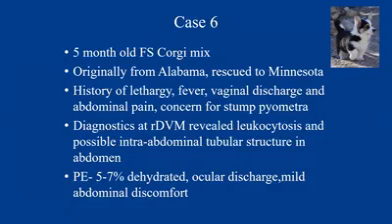Diagnostics at the RDVM revealed a leukocytosis, so a marked increase in white cells, and a possible intra-abdominal tubular structure on their ultrasound, so that's why they were concerned about a pyometra. The patient was put on antibiotics, and after 24 hours of not improving, was referred to the U for additional diagnostics. On physical exam, the patient was 5 to 7% dehydrated, had ocular discharge, and mild abdominal discomfort.